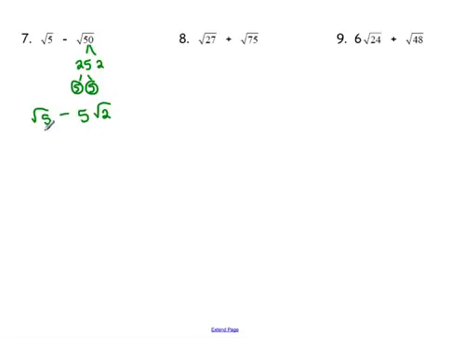Do your radicands match? They don't, so I can't add or subtract anymore. This is my final answer. Kind of a weird final answer, but that is our final answer.